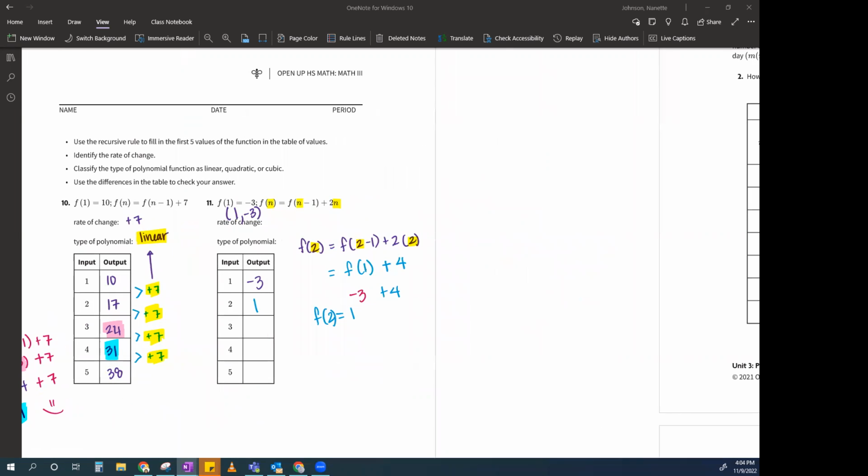Okay, so I want to plug in and find f of 3. Again, I'm going to use that same equation and just plug in. So f of 3 equals f of 3 minus 1 plus 2 times 3. So this is equal to f of 2, which right now you should be like, wait, who's f of 2?